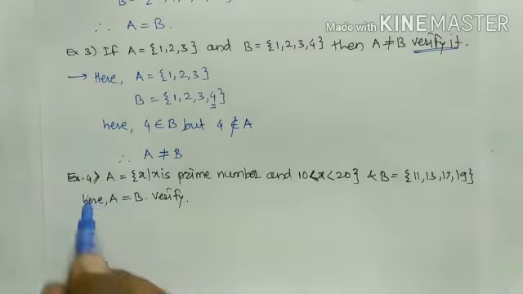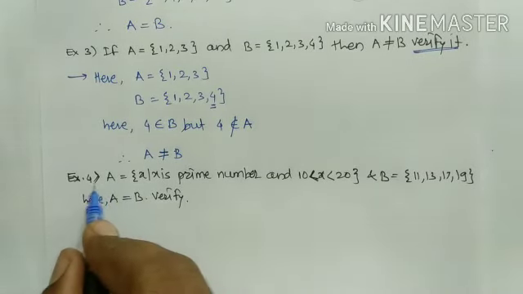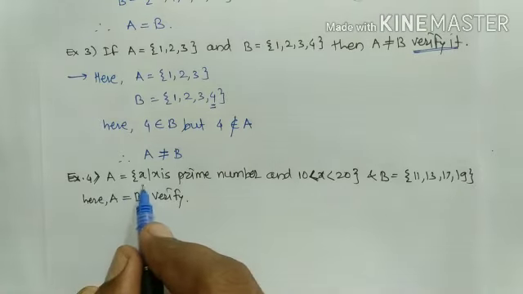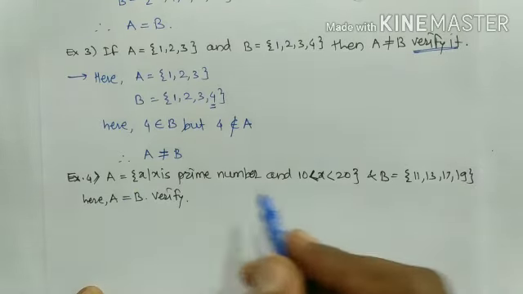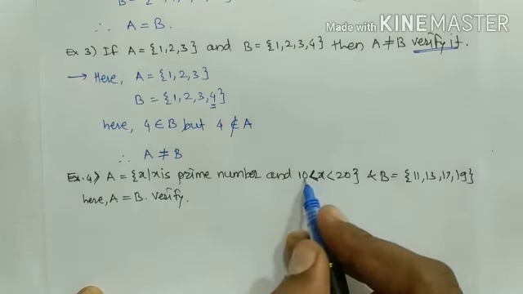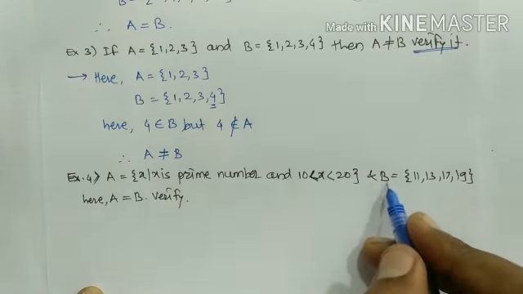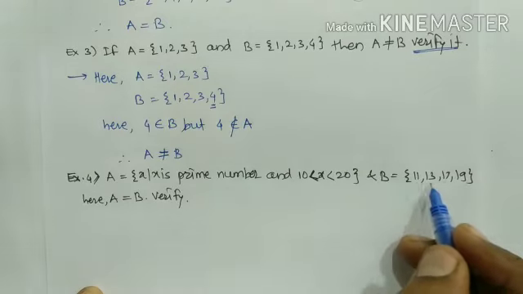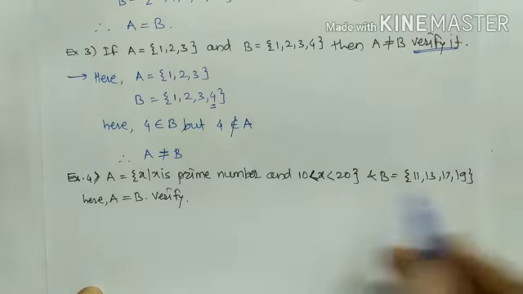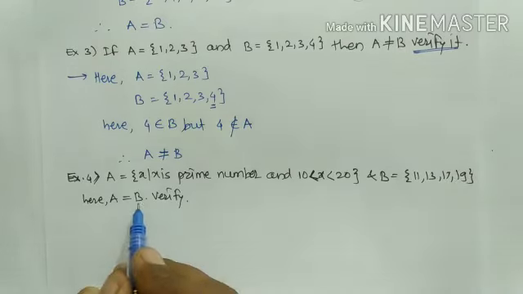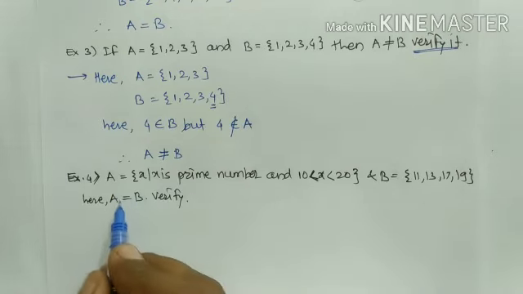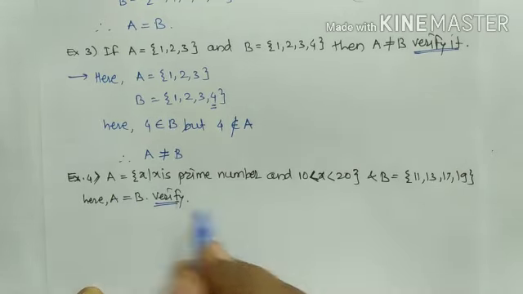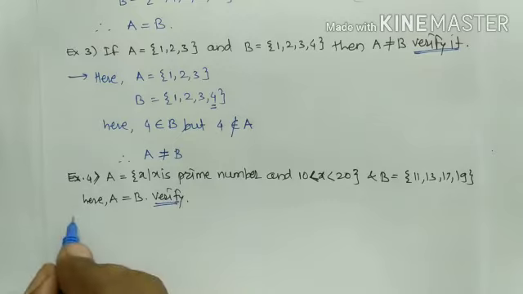Now the next example given in our textbook is example number 4. A is the set of all x such that x is a prime number and x is greater than 10 and less than 20, and B is the set of, here it is given in listing method, 11, 13, 17 and 19. Here A equals to B. It means that A and B are equal sets. We have to verify it. आपल्याला ते व्हेरीफाय करायचं आहे.